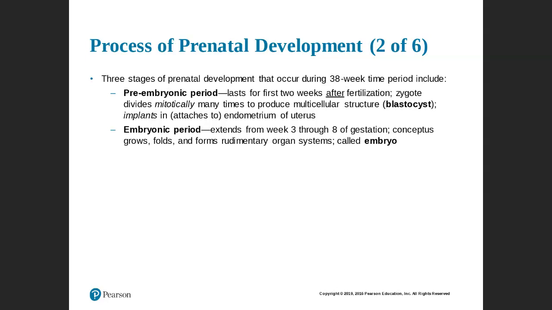So we refer to as the embryonic period, that period between weeks 3 through 8 of gestation, that very early period of life. Conceptus is another term for zygote. The conceptus will develop and grow, it folds, it forms these rudimentary organ systems, and that's what we collectively refer to as an embryo. And so embryonic development or embryonic period is basically alluding to the embryo.